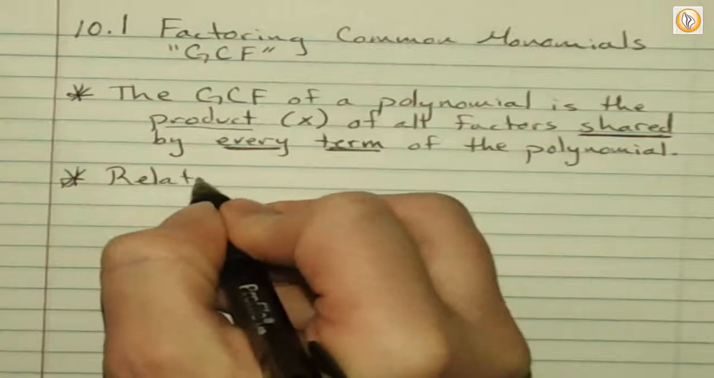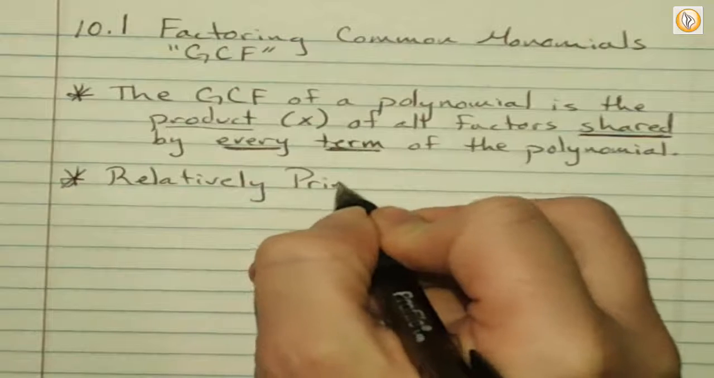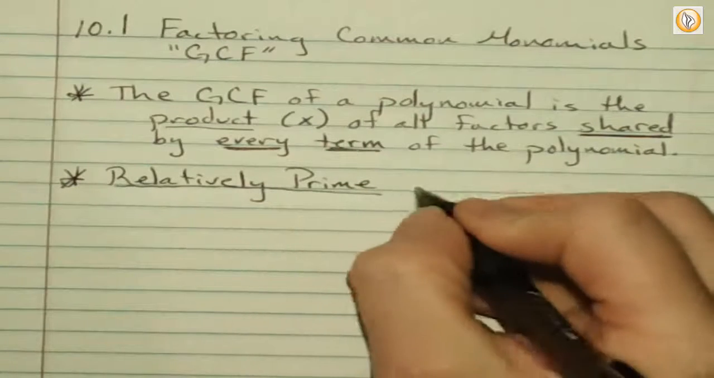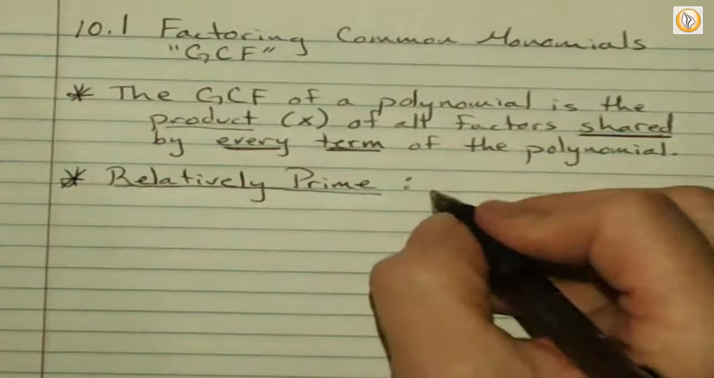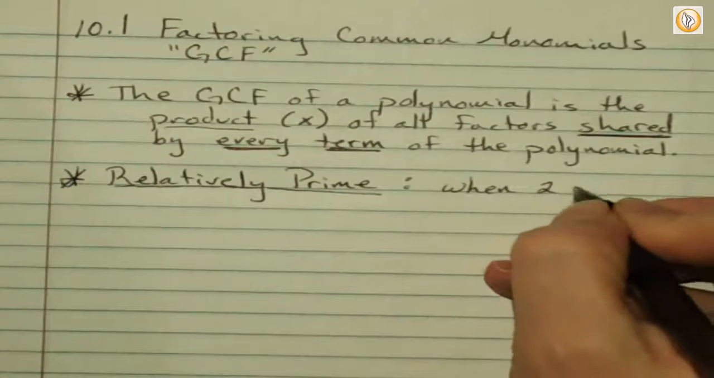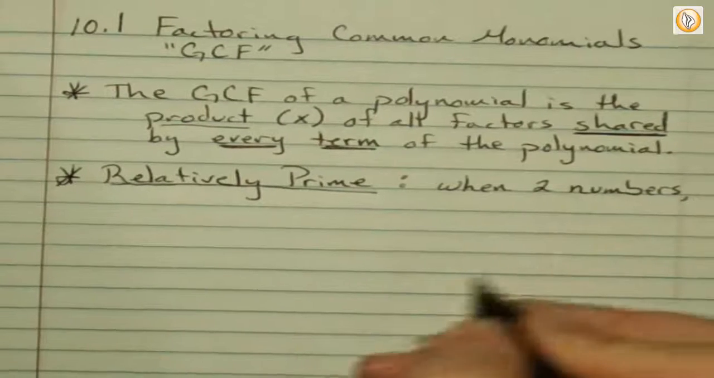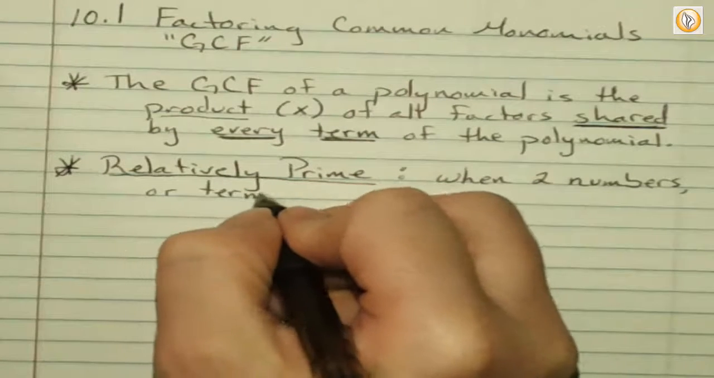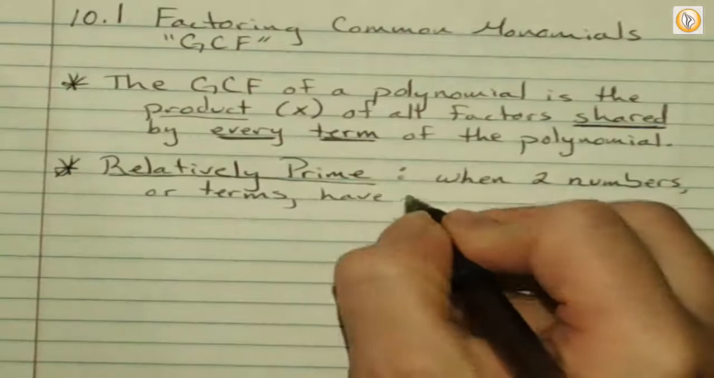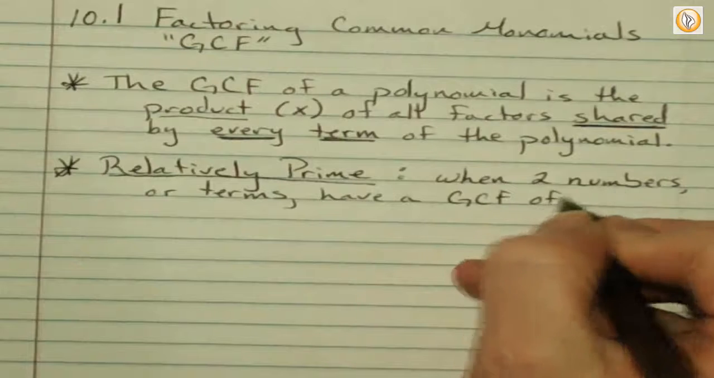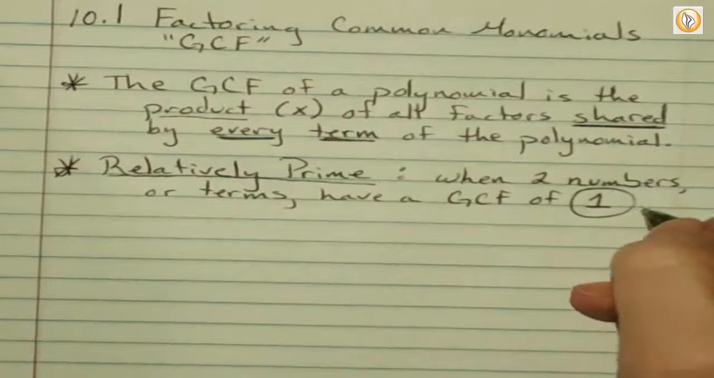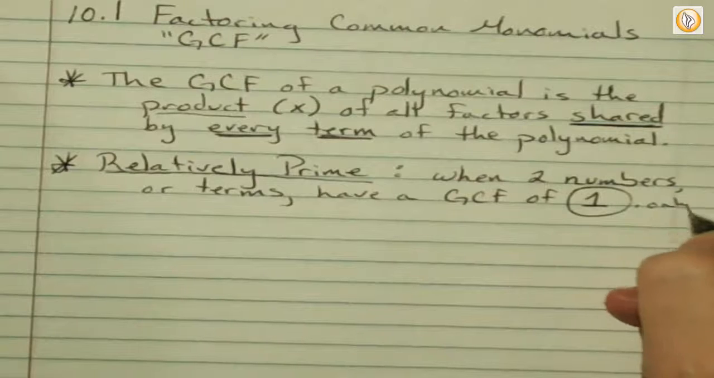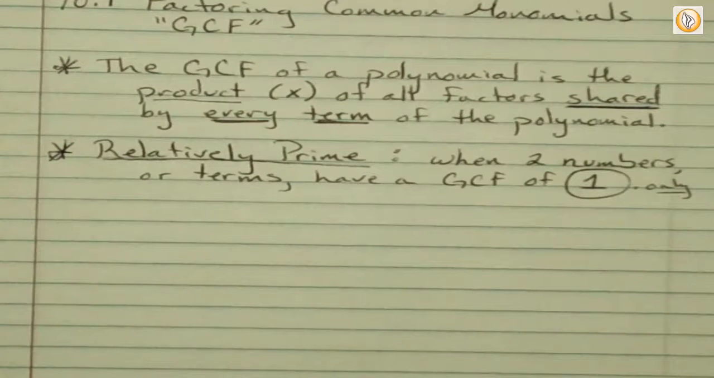Relatively prime. You guys have learned this, but just in case you have no idea what I'm talking about, it's when two numbers or terms, in this case, have a greatest common factor of 1 only. So the greatest common factor is 1. Like, I guess, 3 and 2. The only number they share, the only factor they have in common would be 1. So they would be relatively prime.